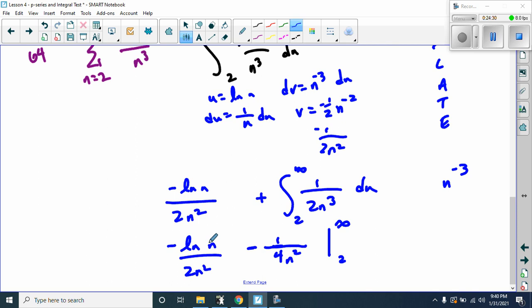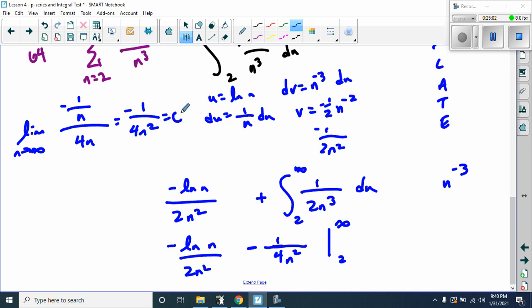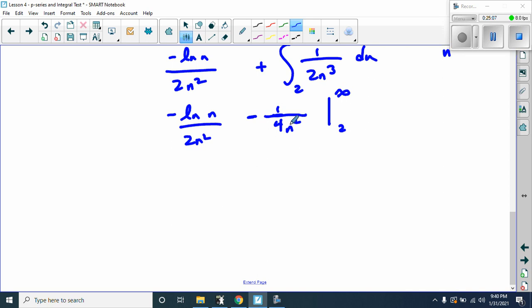Now we plug in infinity. Notice when we do plug in infinity, to plug in infinity here we would use L'Hopital's rule, which we showed earlier was 0. Limit as n goes to infinity: if I plug in infinity, I get infinity over infinity, so I take the derivatives, 1 over n over 4n, negative 1 over 4n squared. So this is 0. If I plug in infinity here, it will go to 0. If I plug in infinity here, 1 over an infinitely big number, that's 0.